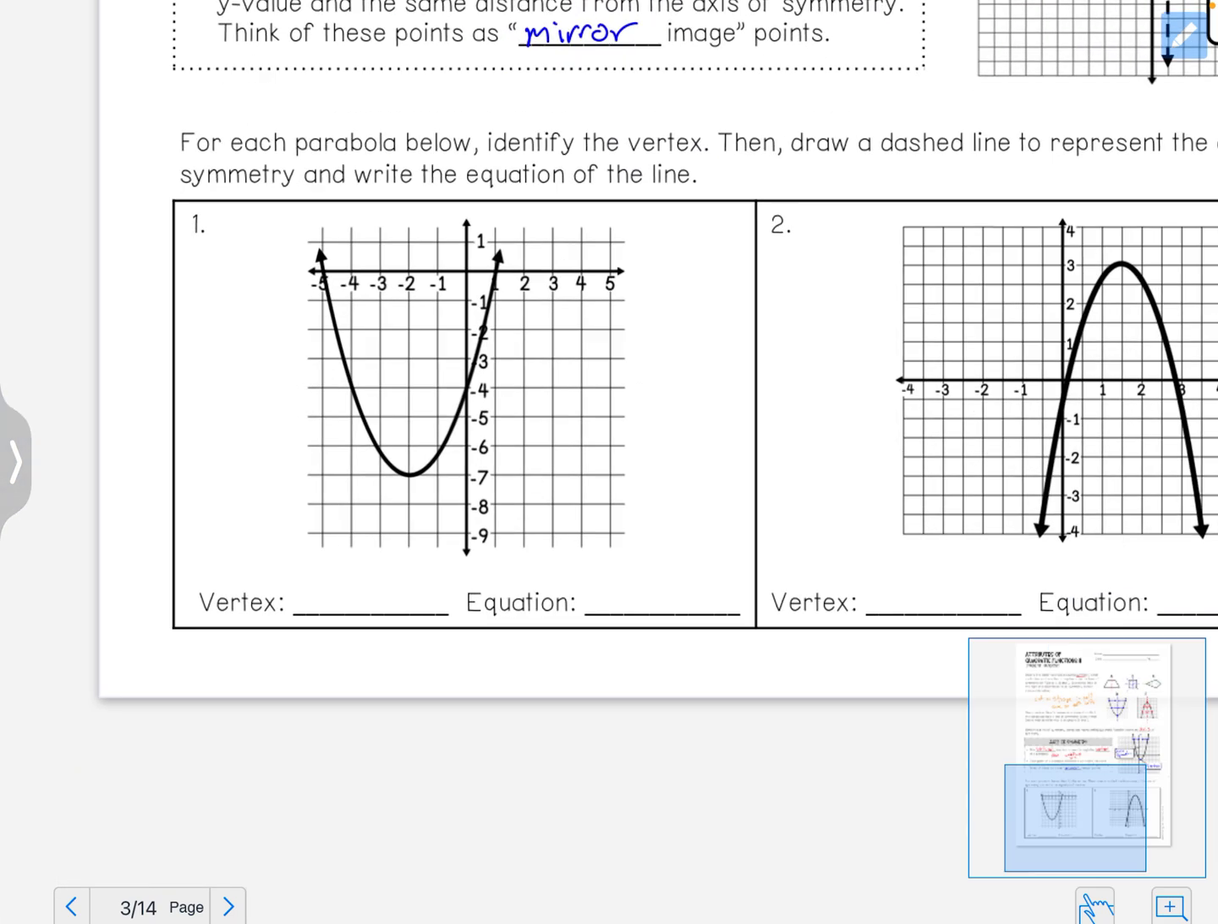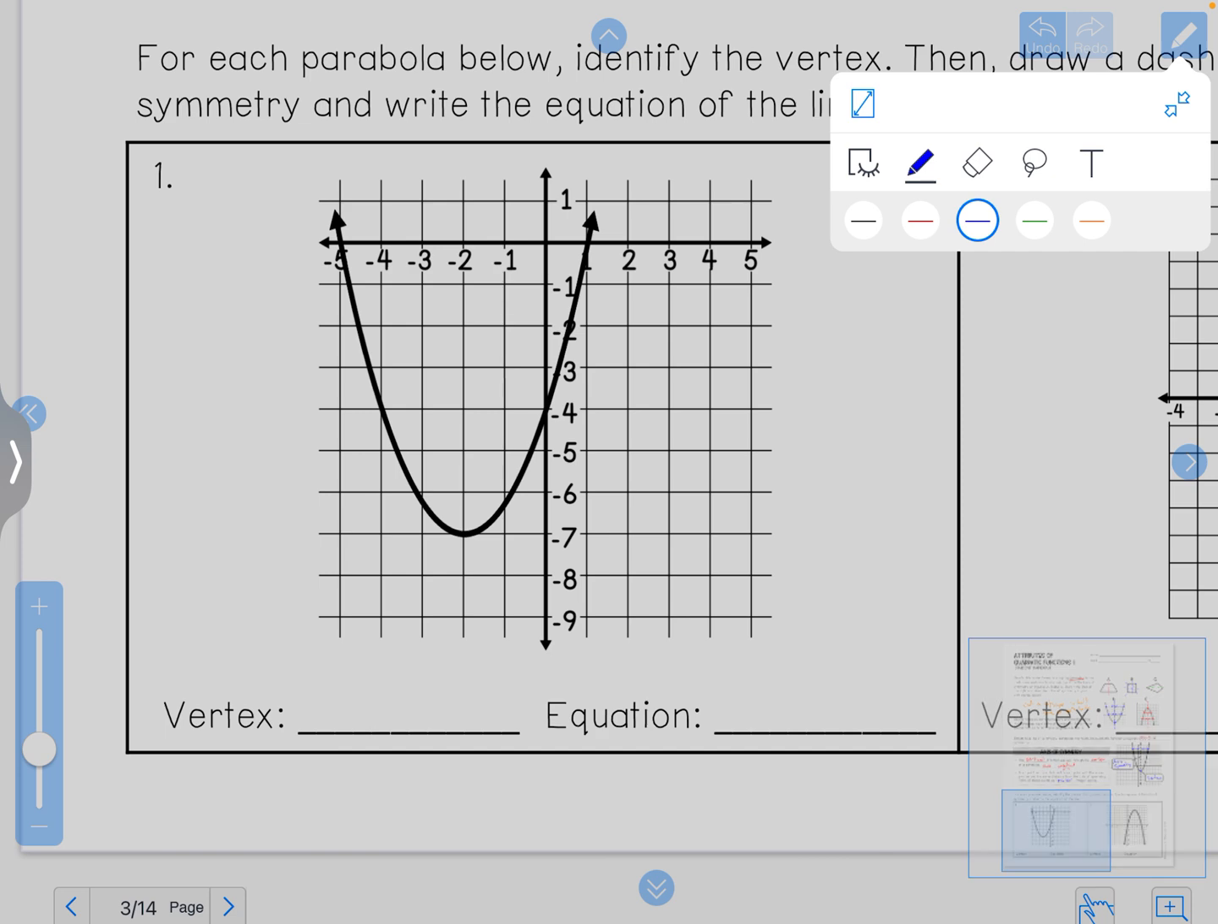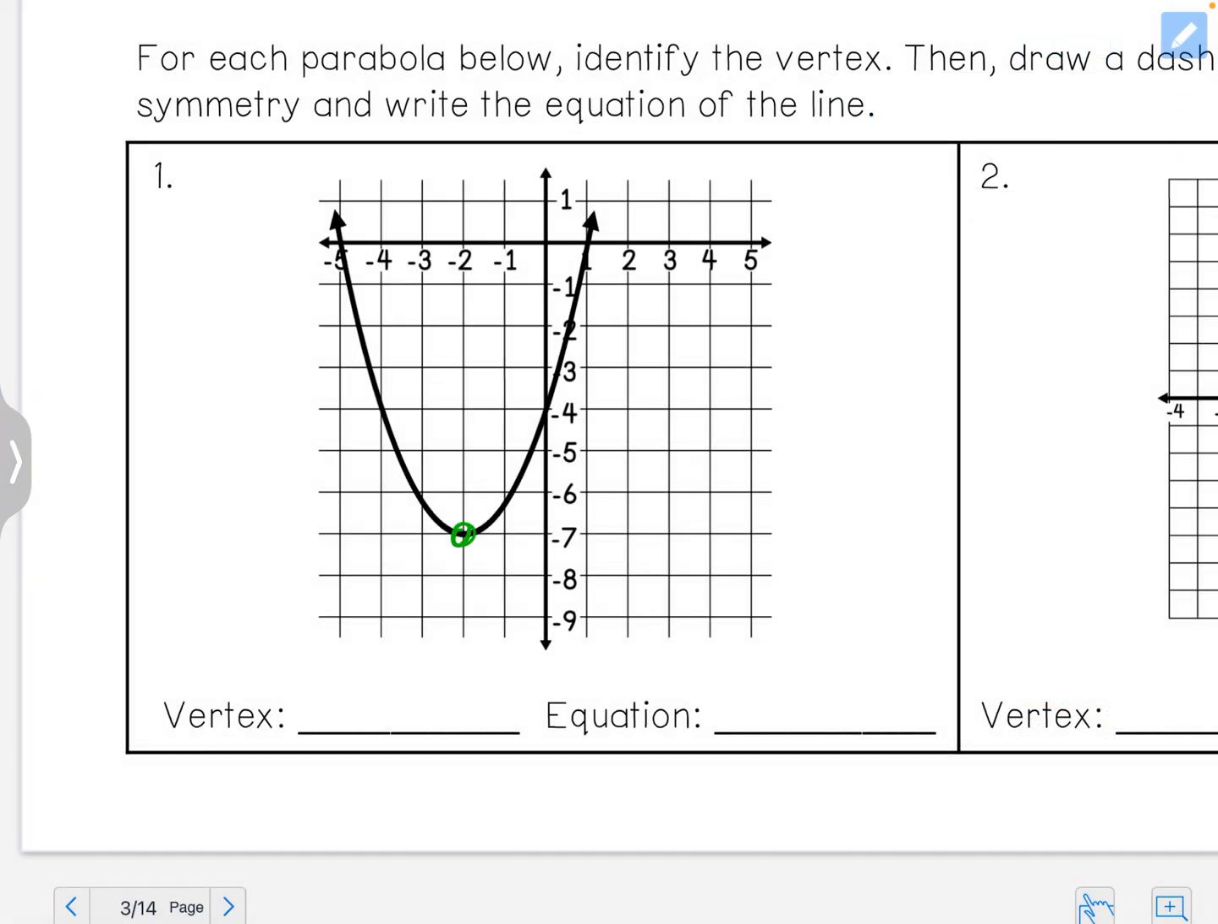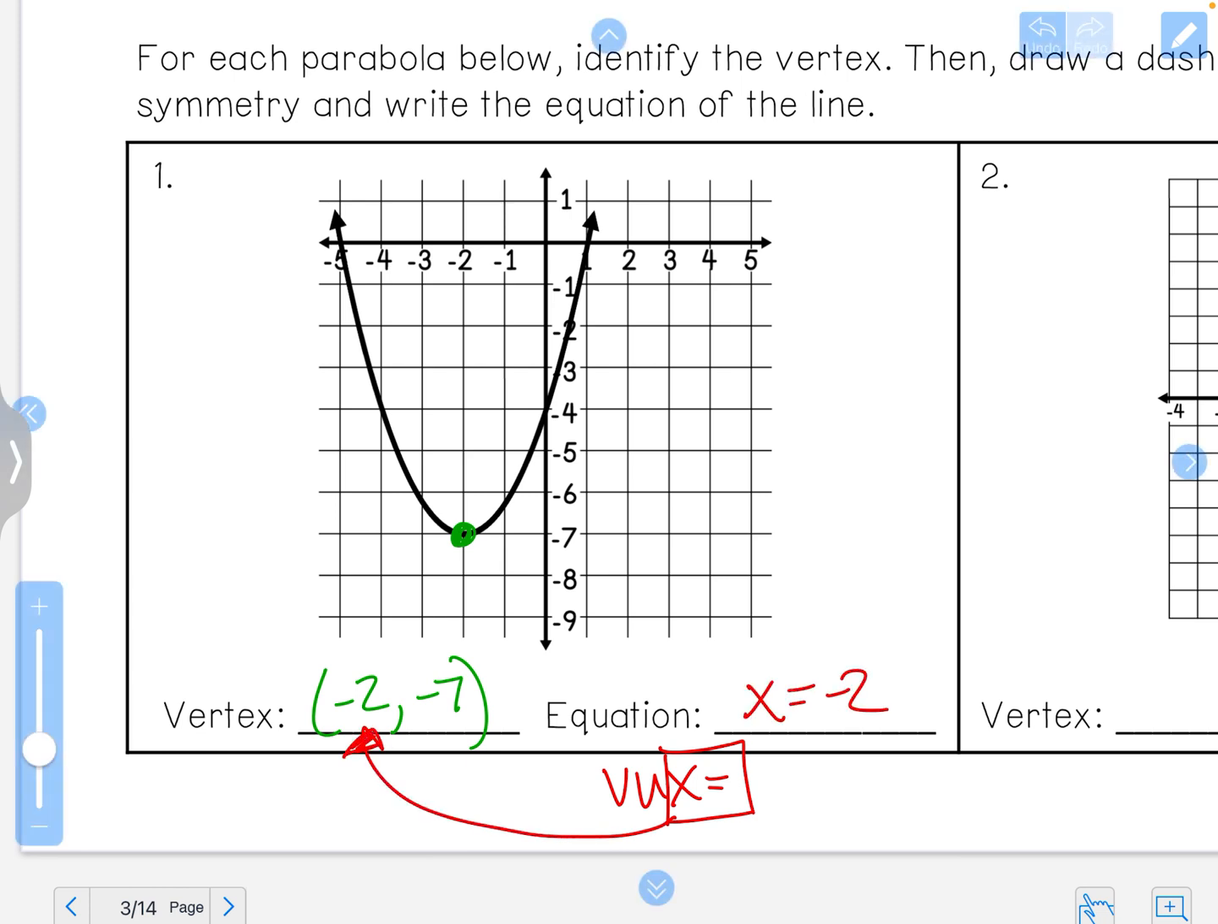So, we're going to work on finding our axes of symmetry. The first step is always going to be to find that vertex. This vertex is (-2, -7). We said our axis of symmetry is a vertical line, which means it's a VUX. That tells me x equals, and then I'm going to find the x value of the vertex. So it's x equals -2. And if it helps, you can draw it and see where it crosses the x-axis, which is again the x value of the vertex.